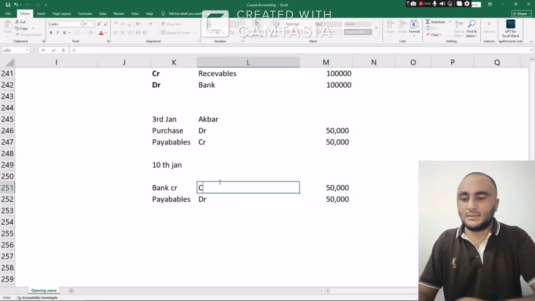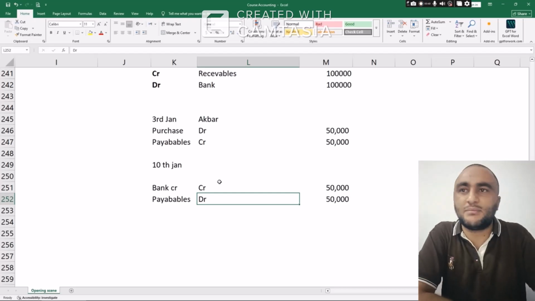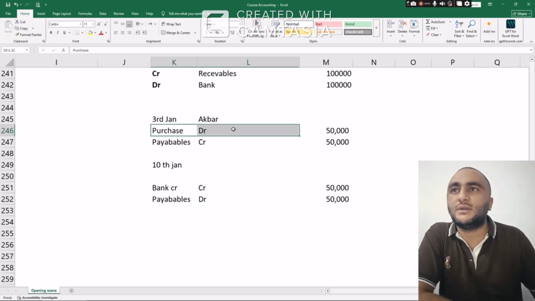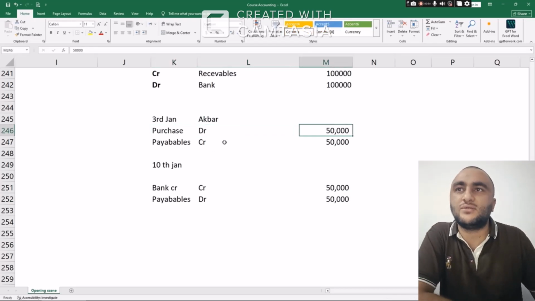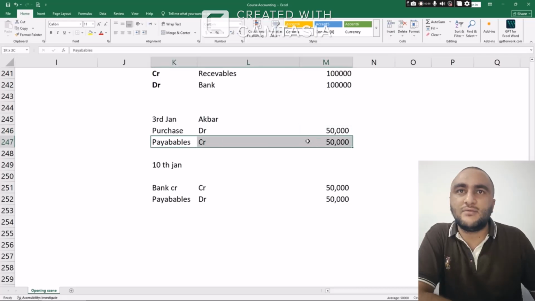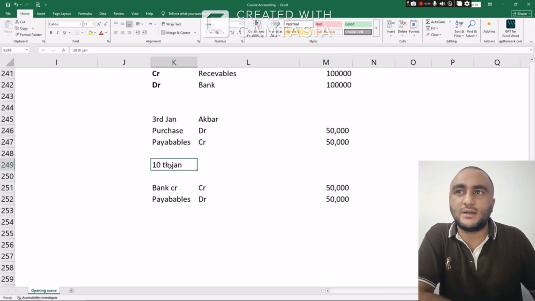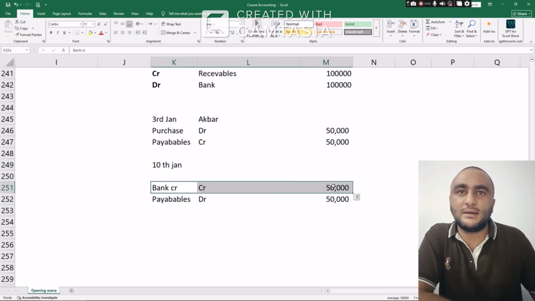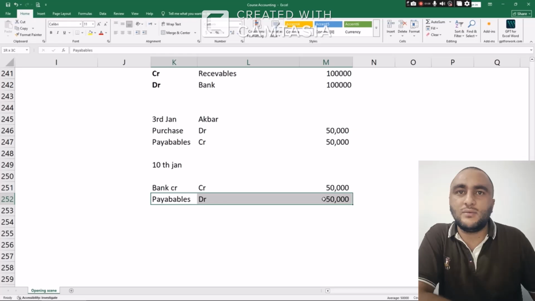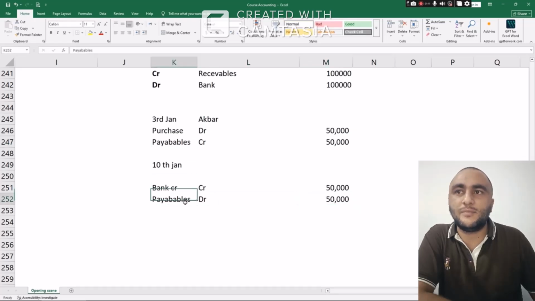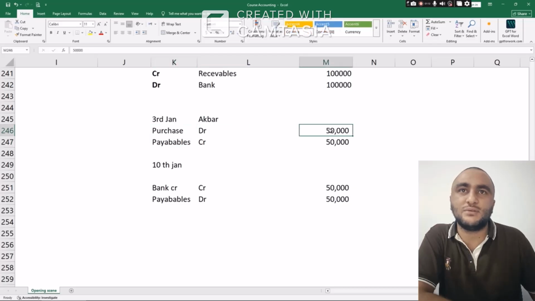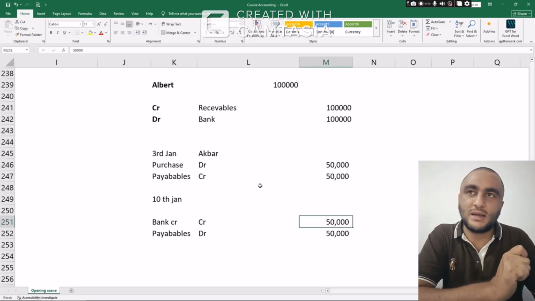This way our purchase operation is completed. As you can see, on 3rd January we purchased 50,000. It was in payable for 7 days, and after 7 days on 10th January we paid via bank, and our bank gets credited with 50,000 and payable gets 50,000 debit. This way payable is 0 and our purchase expense will be 50,000. Our bank will be less by 50,000. This way our operation of purchase will be complete.